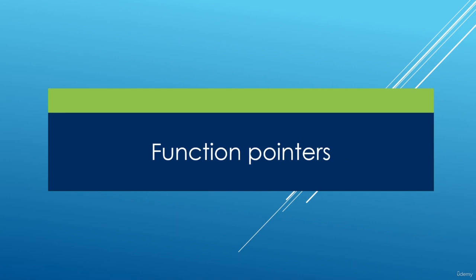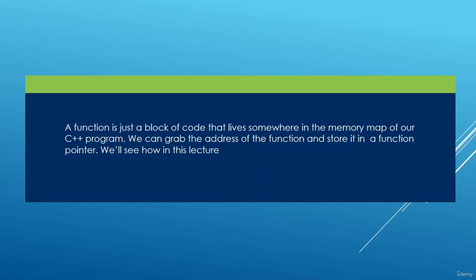In this lecture, we're going to learn about function pointers. Function pointers are a mechanism we have in C++ to be able to store addresses to functions and use them to call those functions afterwards. If you think about it, a function is really just a block of code somewhere in the memory map of your C++ program. So if somehow we can grab that address, we can reuse it to call that function later in the execution of our C++ program.